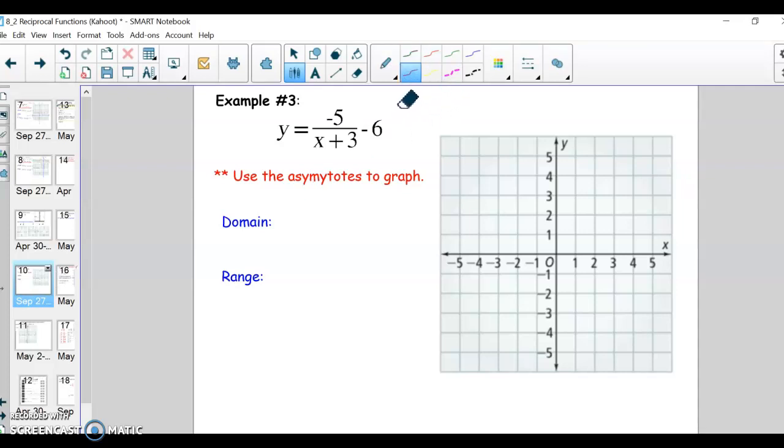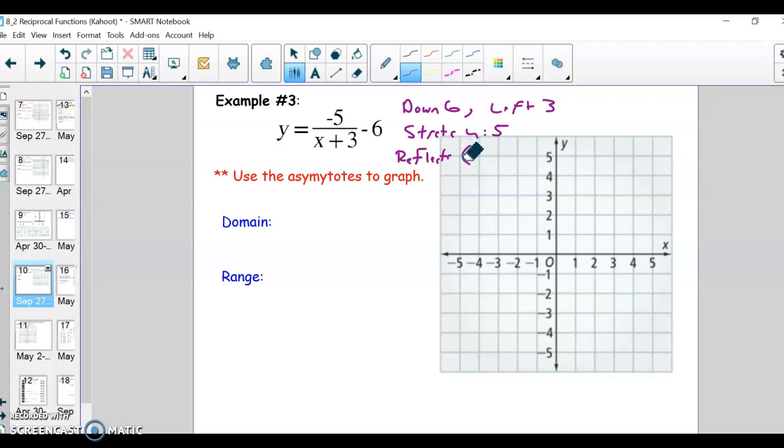This one has a bunch of stuff going on. It's going to go down 6 because of the -6. It's going to go left 3 because of the +3. And then it's going to be stretched because of the 5. And then it's going to be reflected because that 5 is negative.